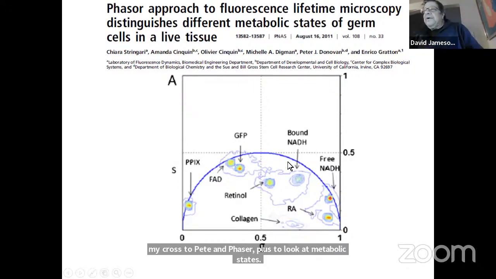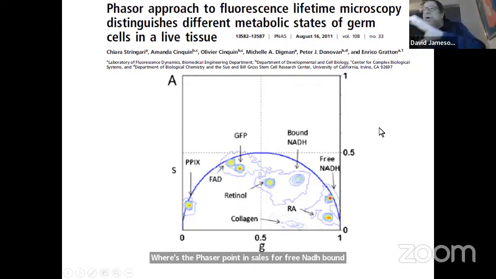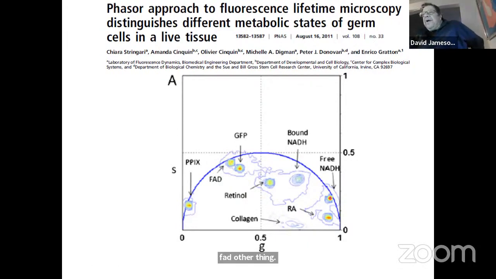Now, these things here, it's not one image. They did, where's the phasor point in cells for free NADH, bound, FAD, other things. So it's a composite of where different autofluorescence components appear. Okay, and you're going to see this expanded upon in great detail and see how valuable these measurements are and how very, very popular they are now.